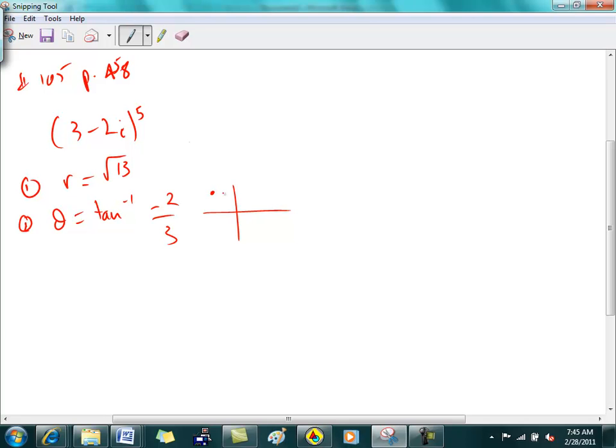Minus 2. It's out there, right? So in quadrant 2. No, wait. Negative 2, comma 3. Oh, my bad. It's 3, comma negative 2.